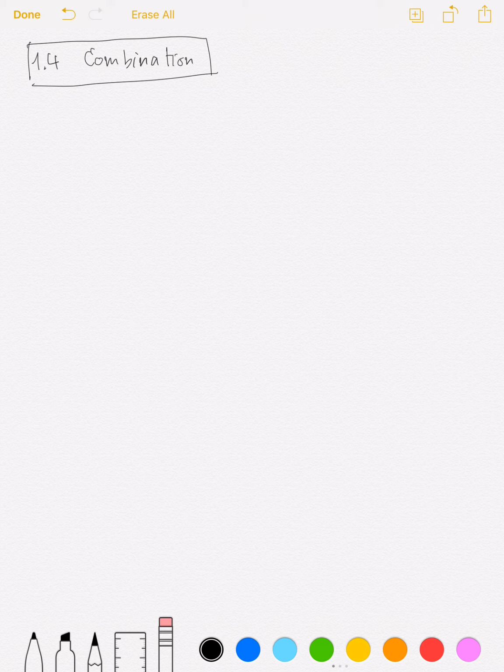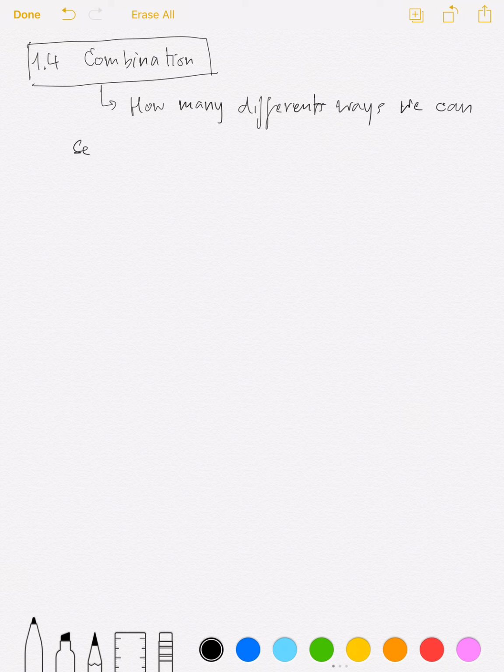The first topic I want to talk about is combinations, section 1.4. What is a combination? A combination is a way to calculate how many different ways we can select a group of R objects from a group of N objects.